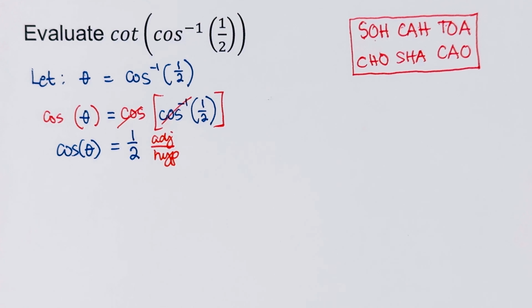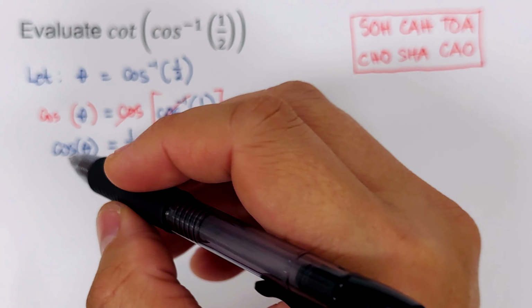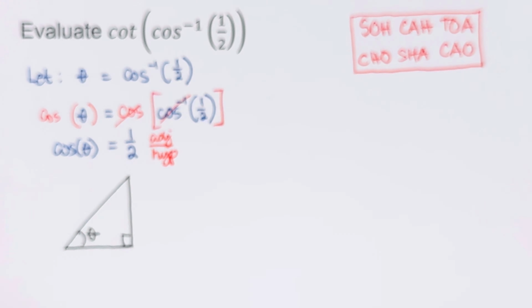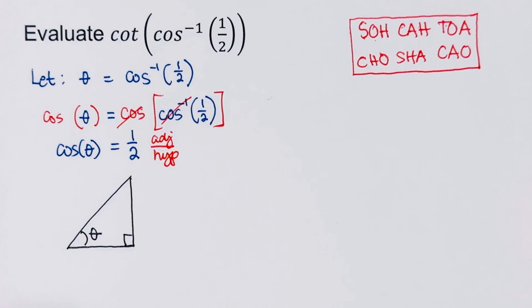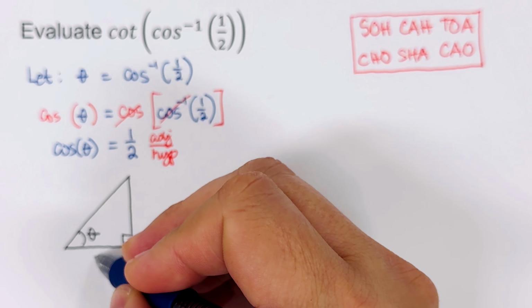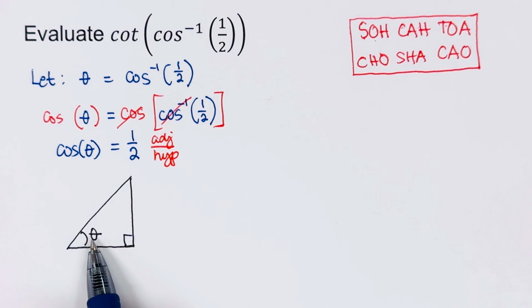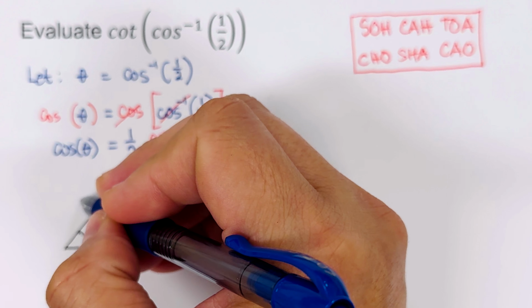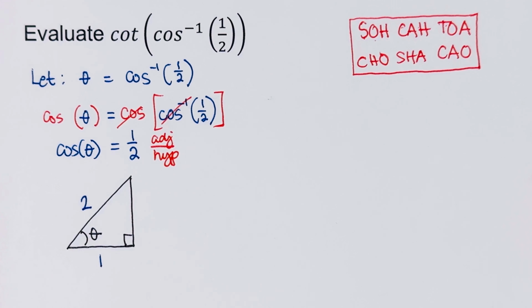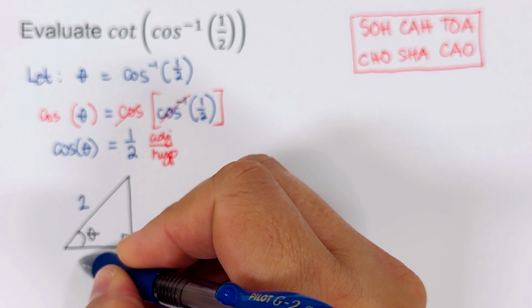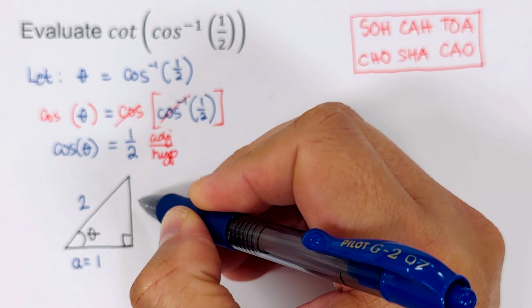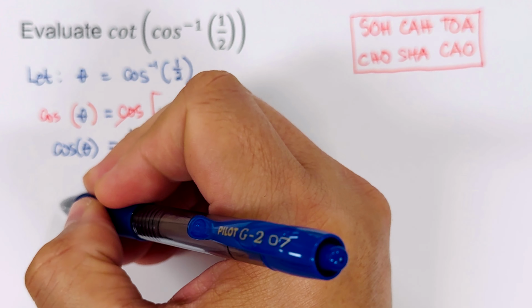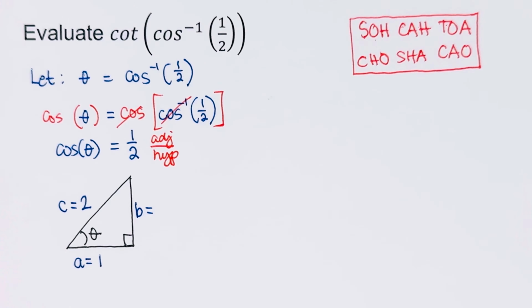So we can go ahead and draw the right triangle down here. If this is our theta right here, adjacent to this is 1, so this will be our 1 here. And the hypotenuse is 2, so it's going to be up here. We can label this triangle: our leg a is 1, our b is missing, and our hypotenuse c is 2.